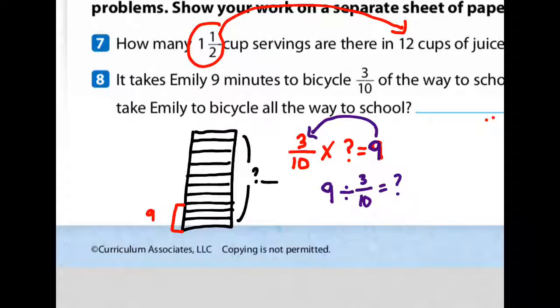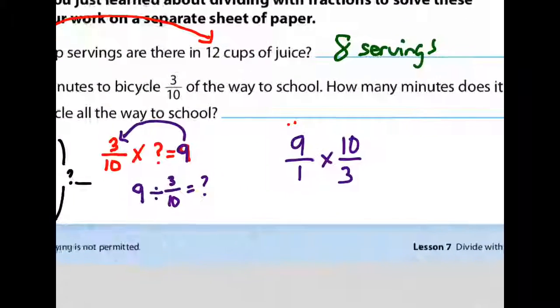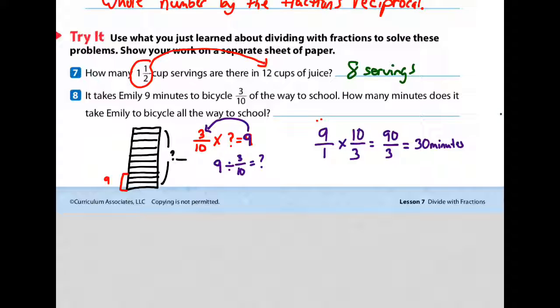So did you do 9 divided by 3/10? That's my question for you. So to do 9 divided by 3/10, remember I can multiply by its reciprocal. I can do 9, which I'm going to write as 9 over 1, times 10 over 3. And to solve that, 9 times 10 is 90. 1 times 3 is 3. And 90 divided by 3 is 30 minutes. So that's my question to you. How long did it take Emily to go all the way to school? It took her 30 minutes. Did you get that one?